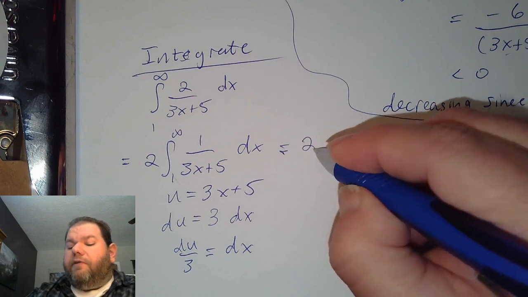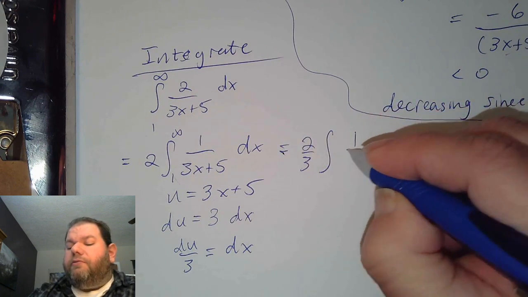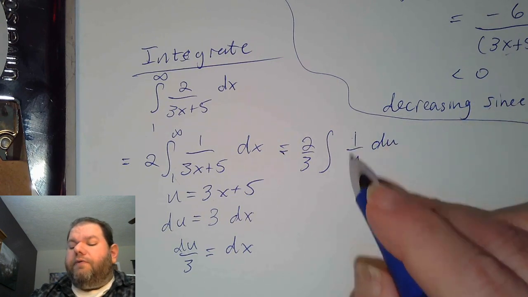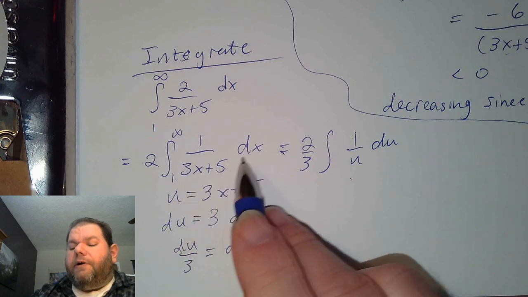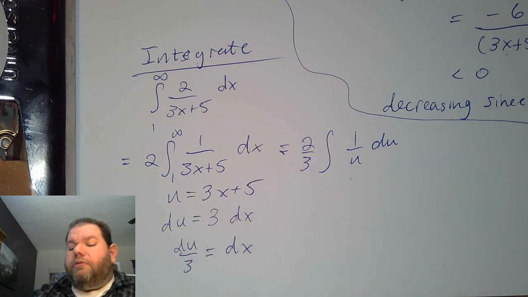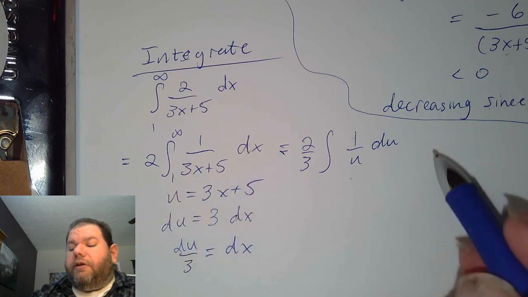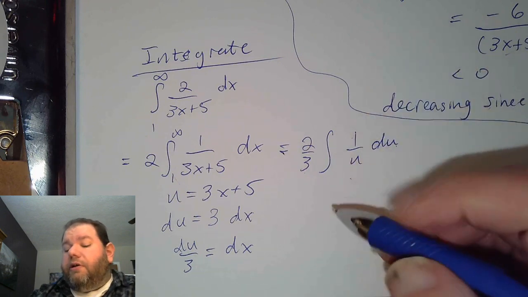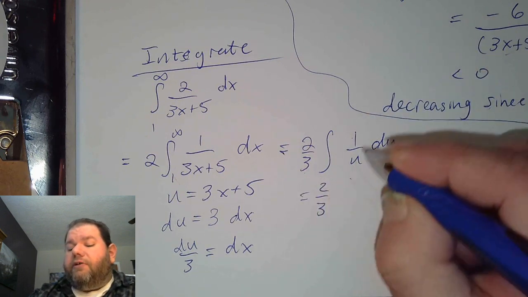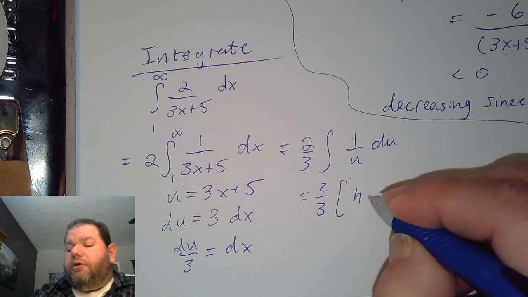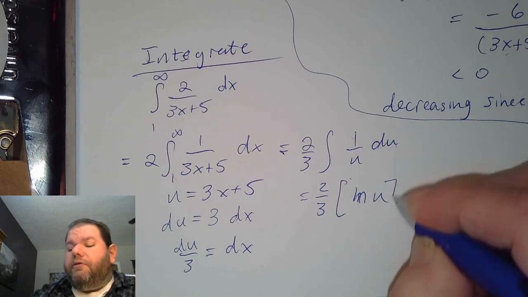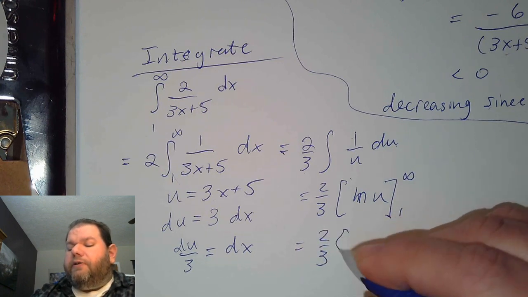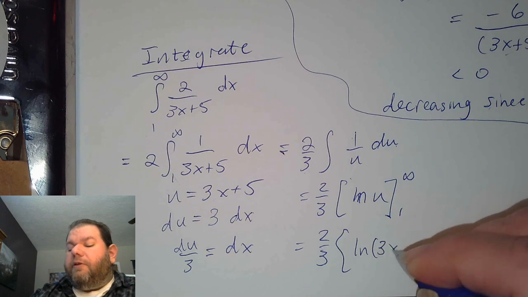So making our conversion to the u variable, we have 1 over u du, because this is u on the bottom. Now dx is du over 3, and then I put the du here, and I put the 3 in front. So this is now a 2/3. Then we can just integrate 1 over u, which is natural log of u, and plug u back in, which is natural log of 3x plus 5.